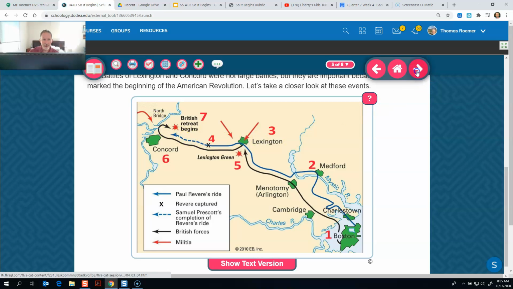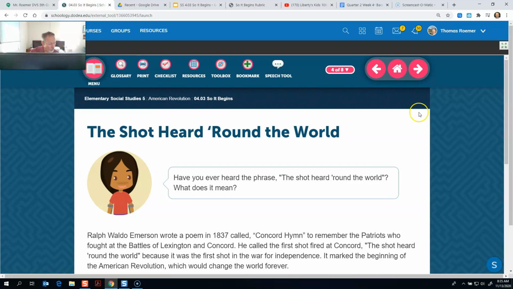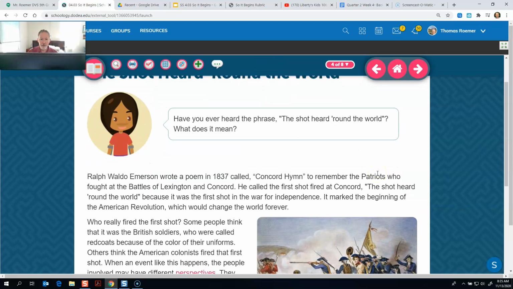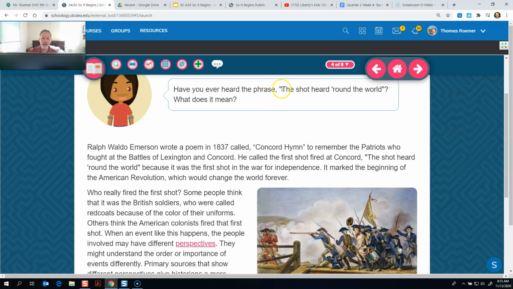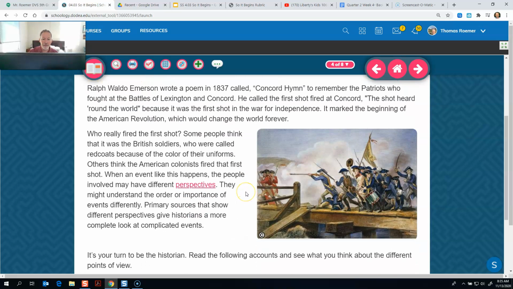All right. Slide number 4 talks about perspective. You can take a look at the shot heard around the world and what this means. You can take a look at the poem and all that. And it really comes down to who started the battle. Oh, they started it, like you're fighting with your little sister or whatever. She started it. No, she started it, back and forth, or he started it. It really depends on who's telling the story, doesn't it?